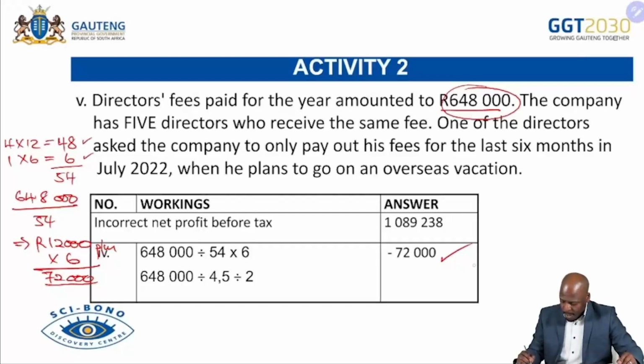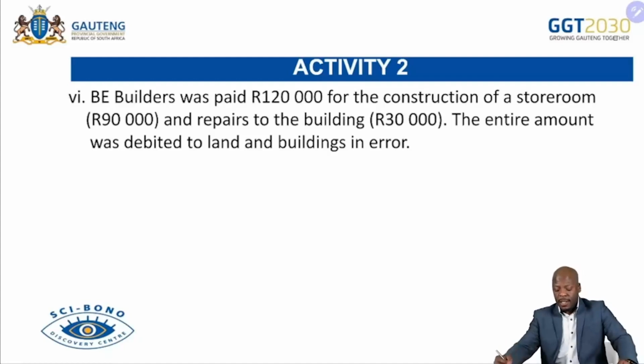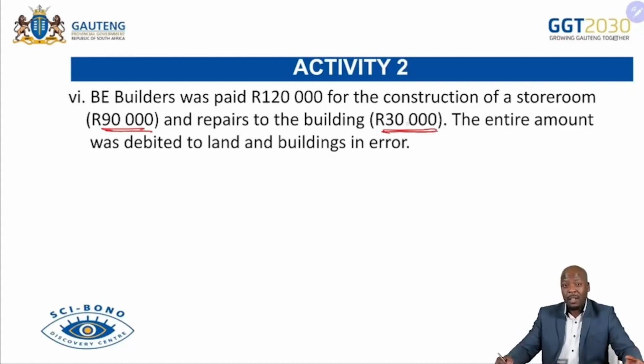All right. The next aspect then is saying BE Builders was paid 120,000 for the construction of a storeroom. 90,000 is for the construction of the storeroom. And then 30,000 is for repairs. So remember, we paid 120, 90 and 30. 90 for the construction, 30 for repairs. The entire amount was debited to the land and buildings.